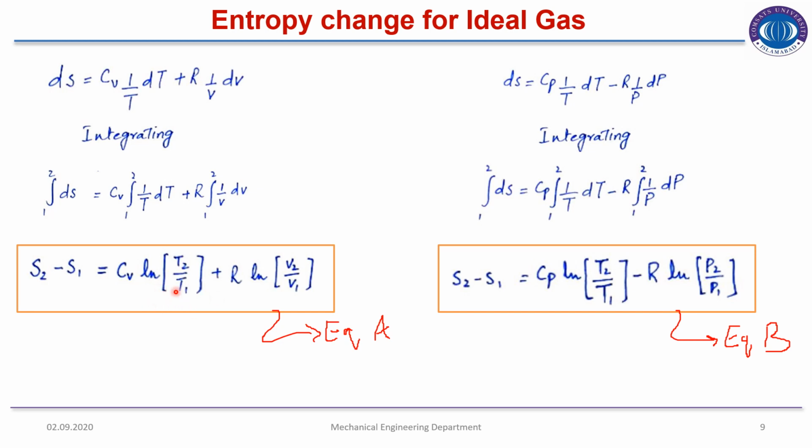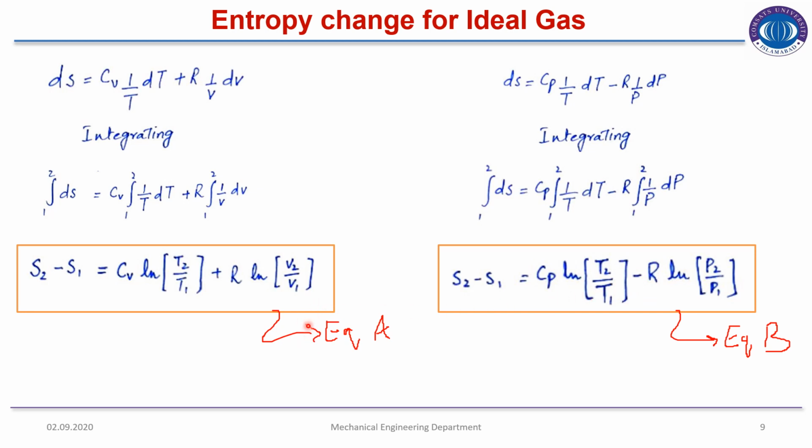So we will use equation A when we have both temperatures and both volumes, both specific volumes. So if we have temperature 1 and temperature 2 and specific volume 1 and specific volume 2, and we will use equation B if we have temperature 1, temperature 2 and pressure 1 and pressure 2. So if we have volume and temperature, we will use equation A, and if we have temperature and pressure, we will use equation B.